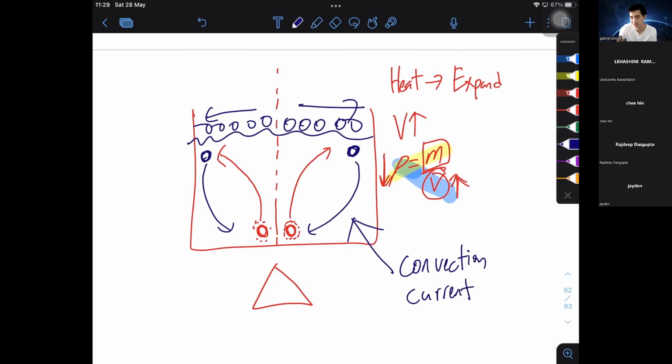So this is essentially what is going on here, guys. And this is the reason why, when we view it from the top, we see the boiling water push towards the side. It's because there is convection current occurring inside the pot itself.